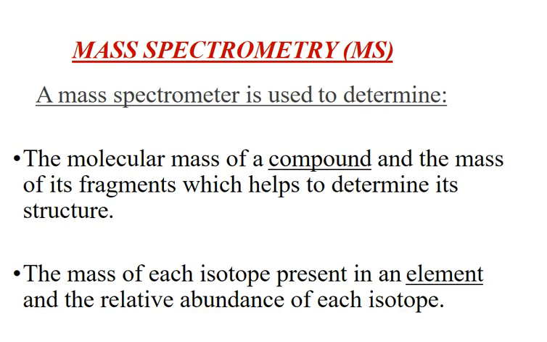If we're analyzing an element, then what the spectrum will show us is the mass of each isotope and the relative abundance of this isotope, so that we can use it to determine the relative molecular mass of the element.